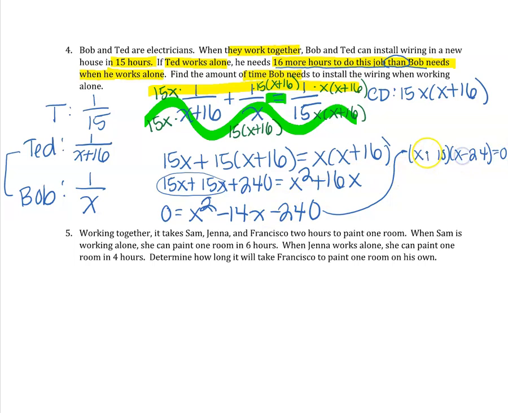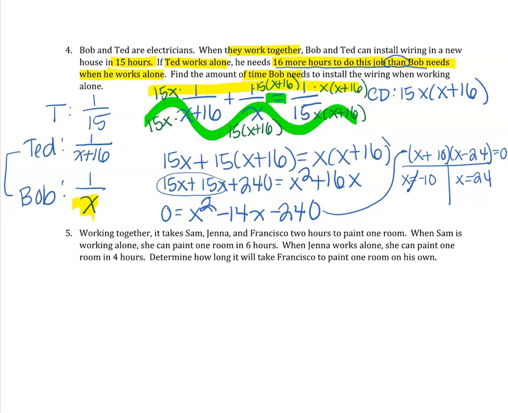Okay, minus plus, x equals negative 10, x equals 24. Now remember, x is representing Bob's time. Is Bob going to take negative 10 hours? No, that doesn't make sense. So we reject the negative 10.